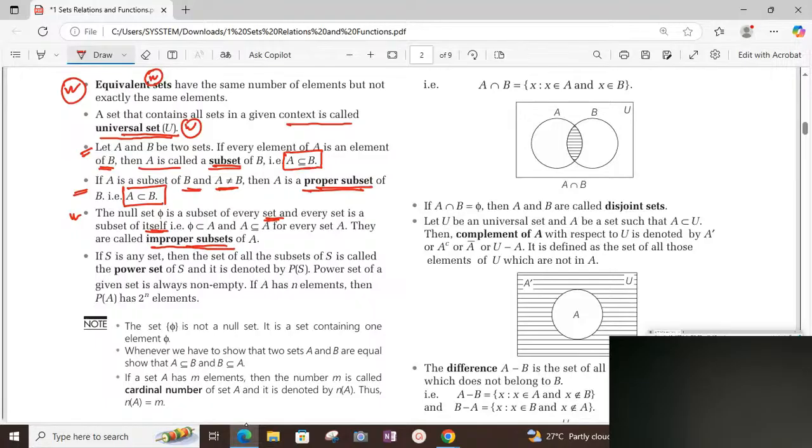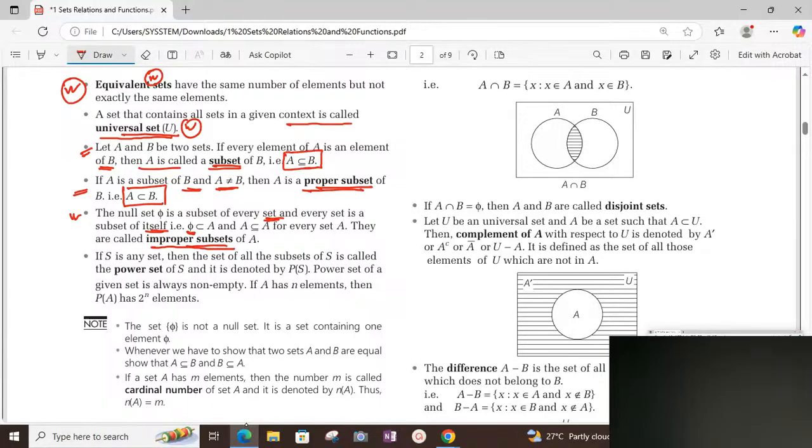Improper subsets are the set itself as well as the null, empty or void set. We know that the null, empty or void set is generally denoted by the Greek letter phi. So all improper subsets are subsets. All proper subsets are subsets, but all subsets are not proper subsets. All subsets are not improper subsets.